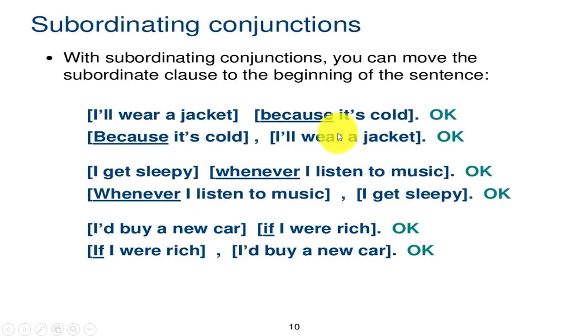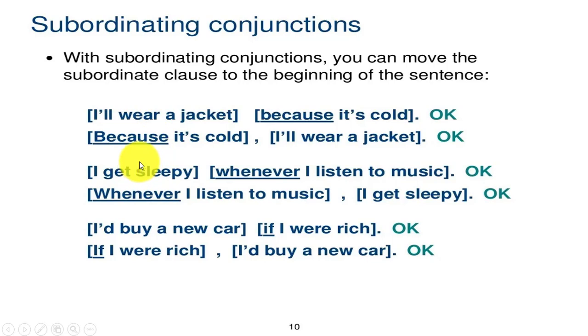With a subordinating conjunction, you can move the subordinate clause to the beginning of the sentence. Example number 1: I will wear a jacket because it's cold. Because is a conjunction. We put because in the front of the sentence: because it's cold, I will wear a jacket. It's okay. It's not false.